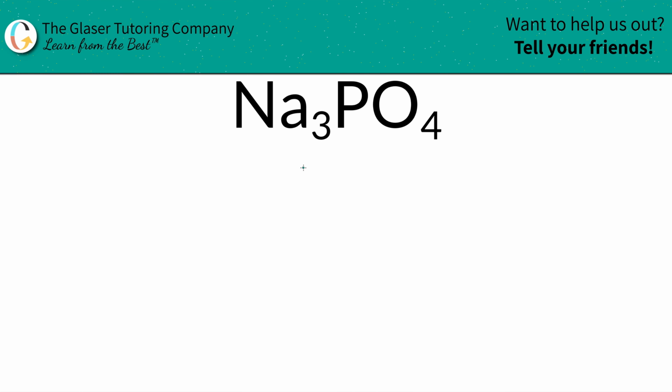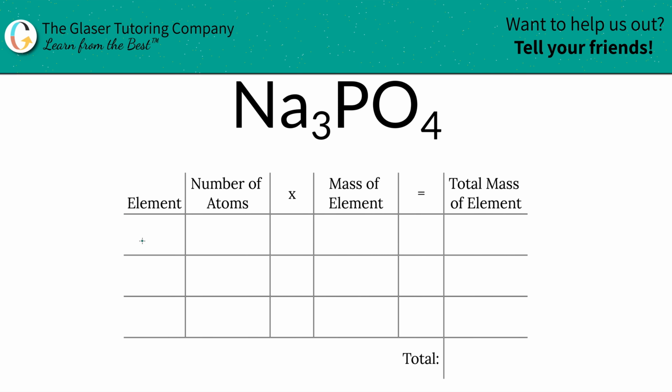Today, I would like to teach you how to find the molar mass of sodium phosphate. Watch how fast this is with the following table. Bam! So the first step is we're going to write down the elements we see in the compound. So we got sodium, phosphorus, and oxygen.